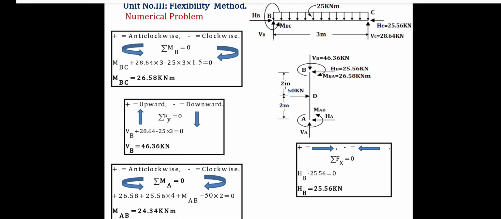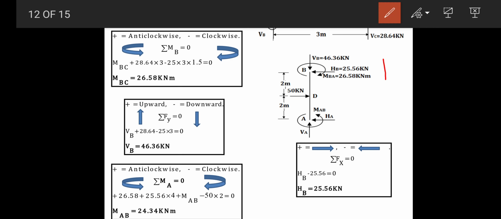So to maintain the equilibrium, we keep all the forces, whatever we found from the beam here, and the unknowns at A, let's consider MAB anti-clockwise positive, HA toward the left hand side and VA in the upward direction.